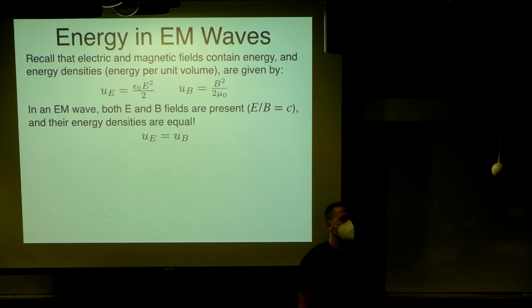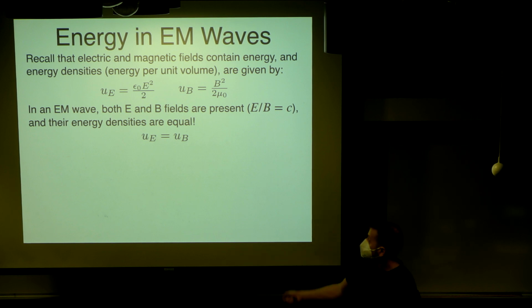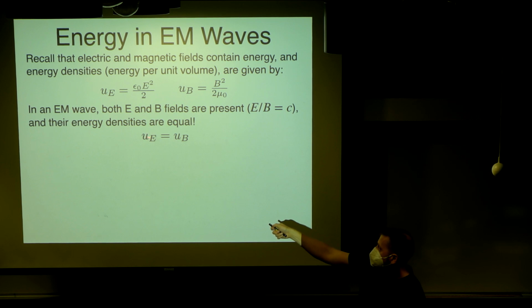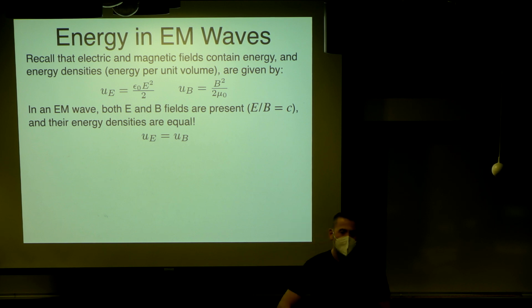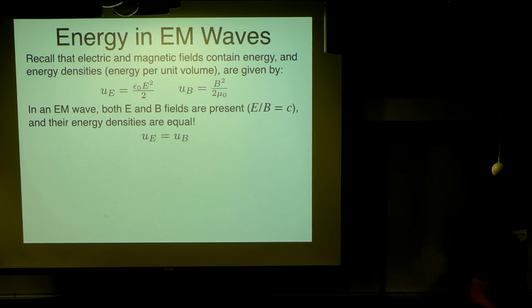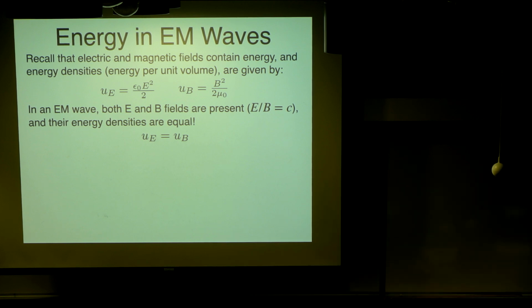So what I'm going to do is just show you real quick, demonstrate, that because of this fact, when we have an electromagnetic wave, the electric energy density and the magnetic energy density are equal. So in other words, there's just as much energy in the electric field as there is in the magnetic field. They're equal. It doesn't take too much to show that. Let's just do it real quick on paper.